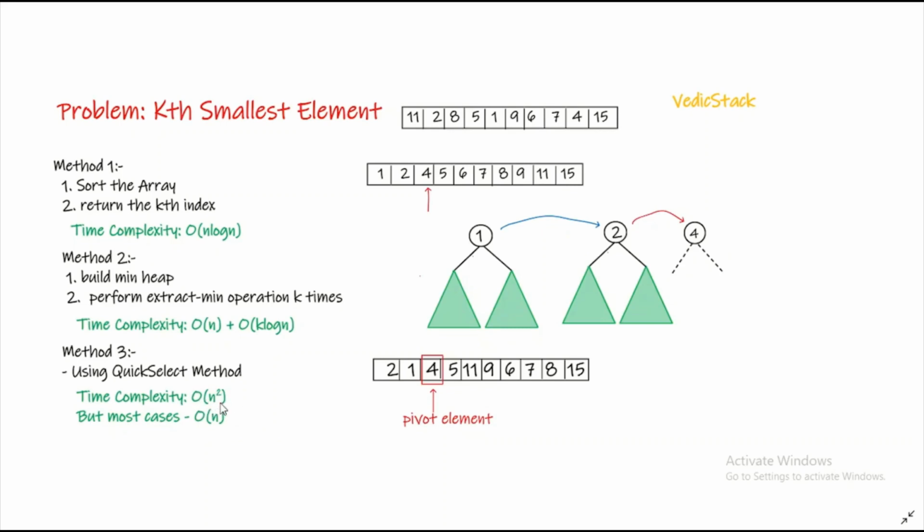It will not make it order of n square, that is still going to be the worst case, but it will reduce the probability of having a worst case scenario. So I will be discussing this method in detail. First, let us understand what a pivot element is.